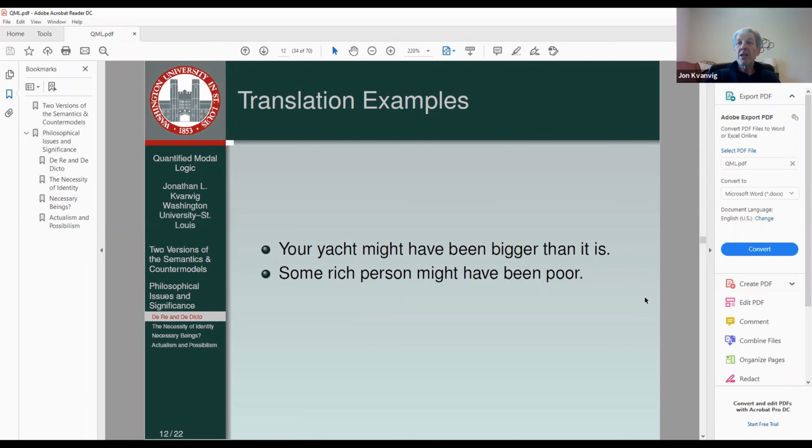Here's another one. Some rich person might have been poor. Nobody can be both rich and poor. Your yacht has a size, and that size is not bigger than it is. So there's a reading of these sentences that makes them out to be goofy, even though it's pretty clear there is a sensible sense of the sentence. Every bachelor is necessarily unmarried is another one.